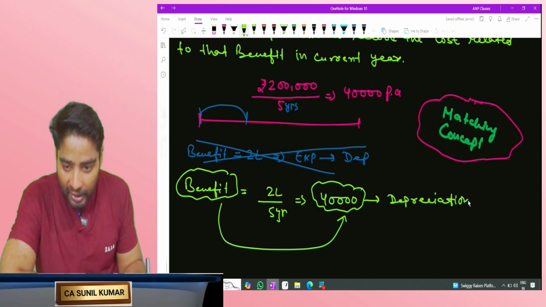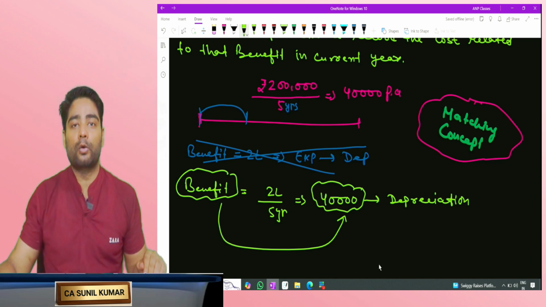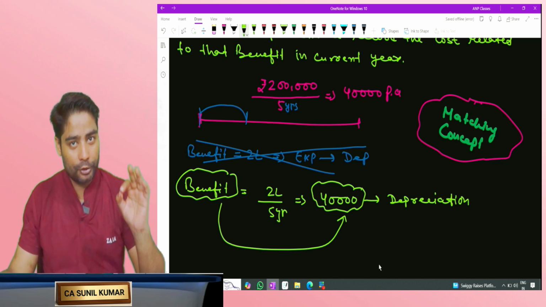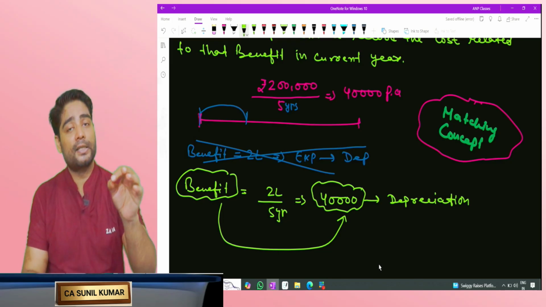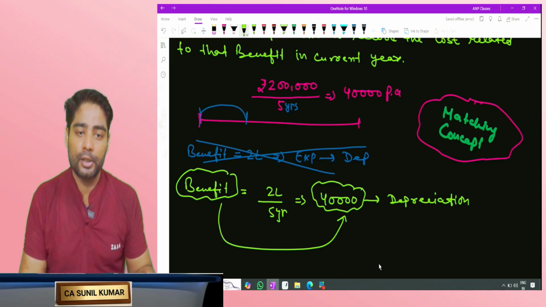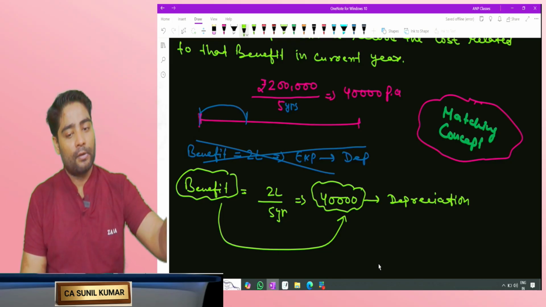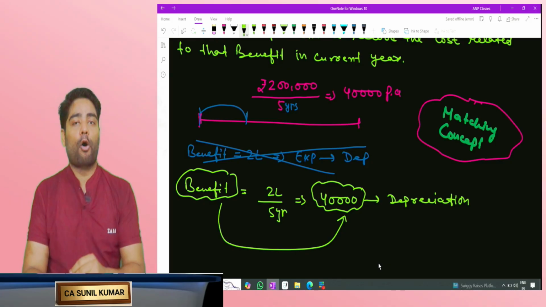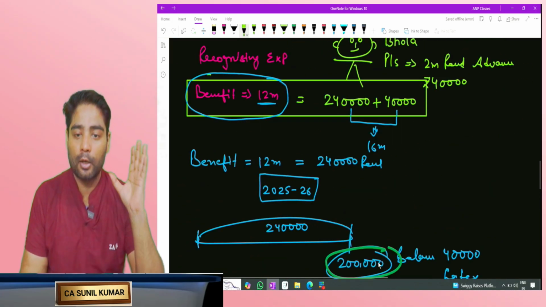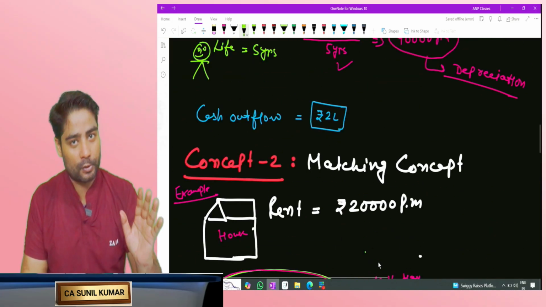Now you know why we spread the amount of asset. Now you got to know why we are spreading the amount of depreciation on the basis of its life. It is because of the matching concept. Okay.